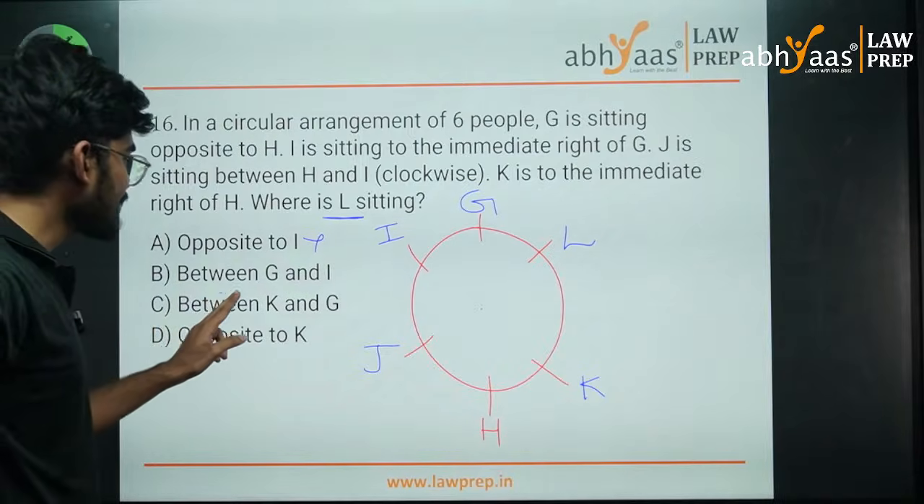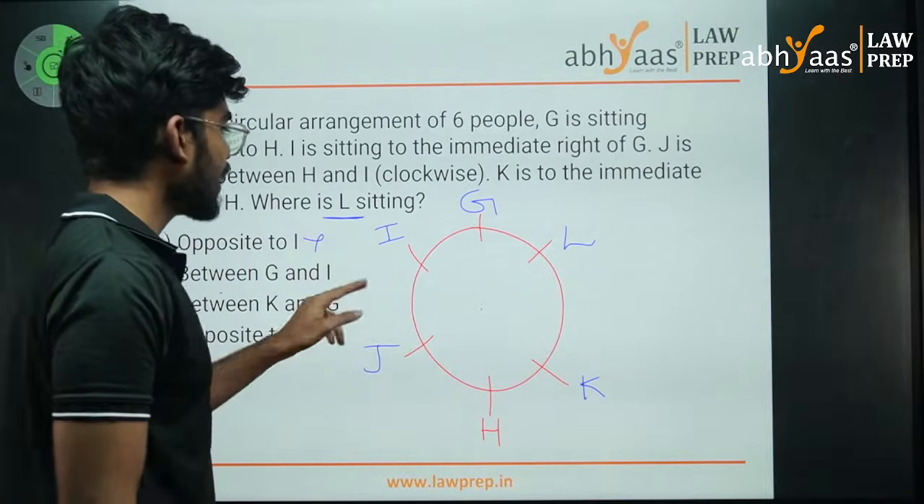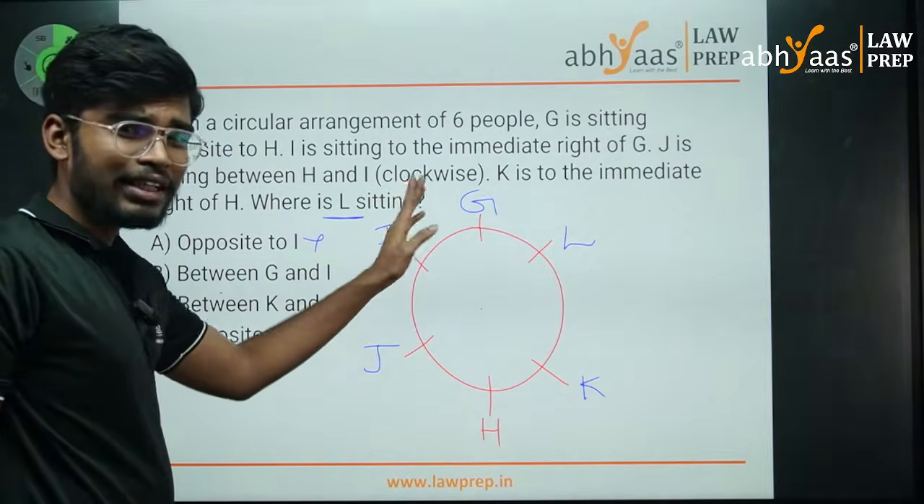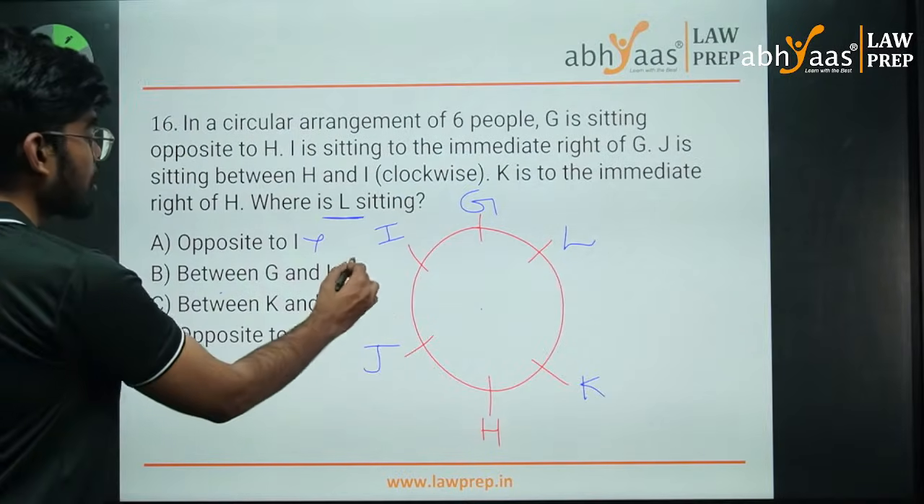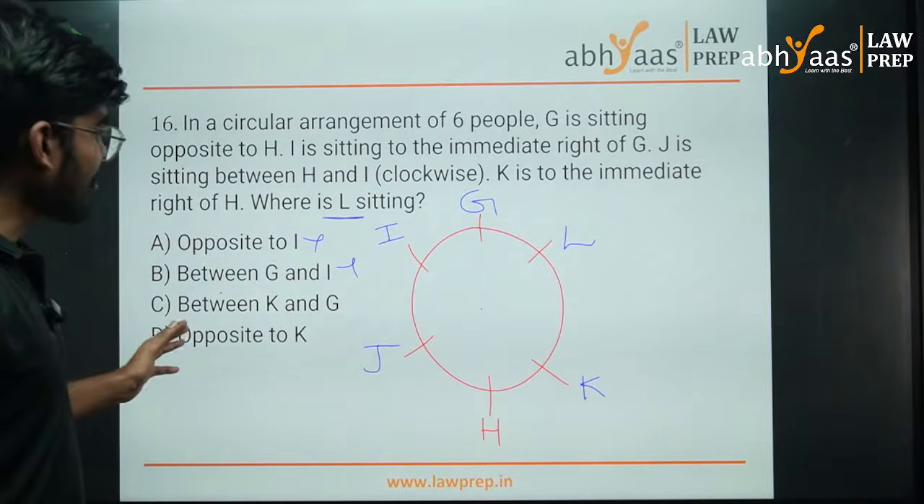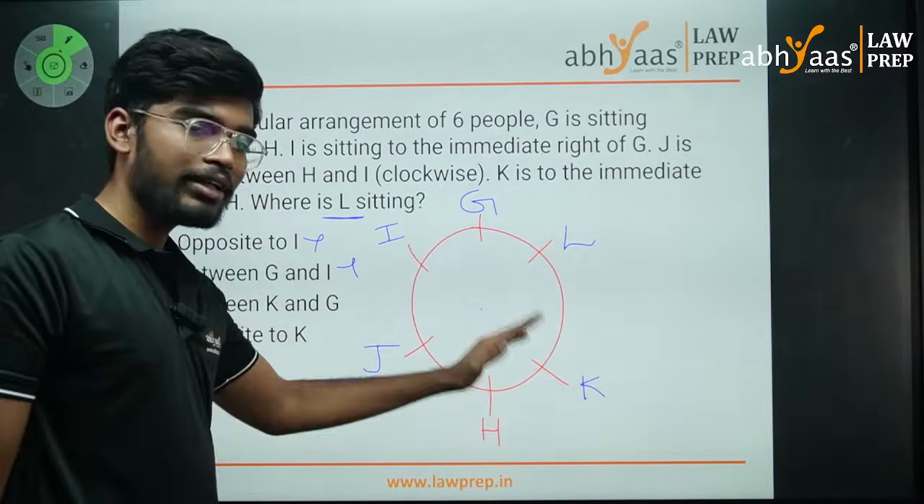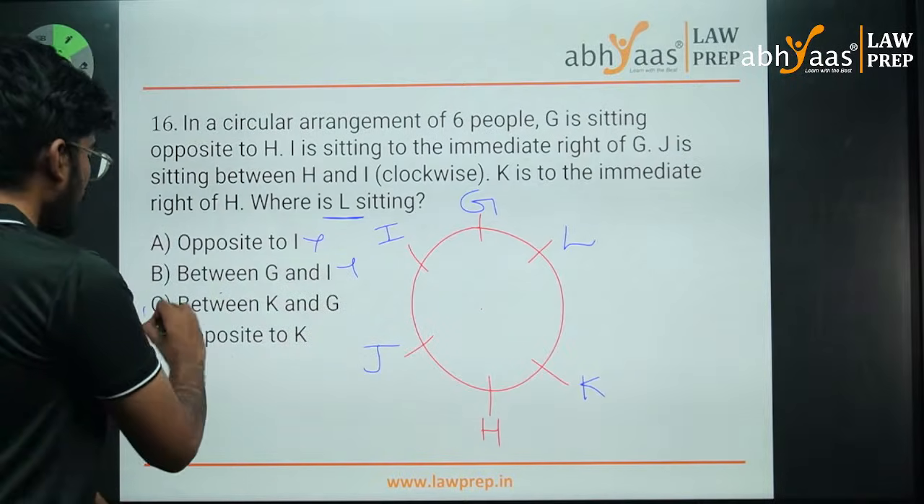Next, exactly between G and I? No, no one is sitting exactly in between G and I. So option B is also wrong. Next, between K and G. Yeah, L is sitting between K and G. So this is right. Option C is the answer.